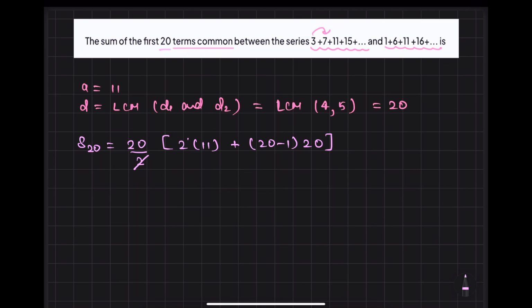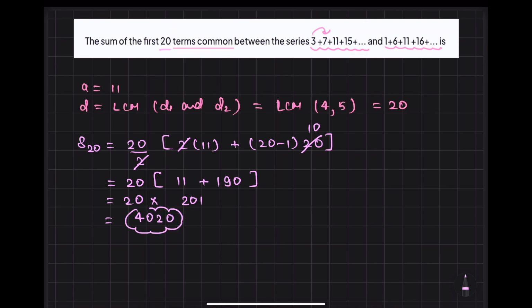Okay. So we will be left with this thing, and this will become 10. Okay. Now it is 20. We have 11 plus this is 19. 19 means what? 190, because it has to be multiplied by 10. So it will become 20 into 201, okay. So it is 4020. Therefore the required sum is 4020.